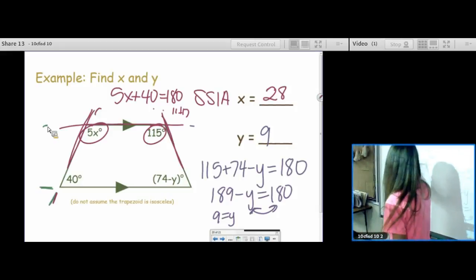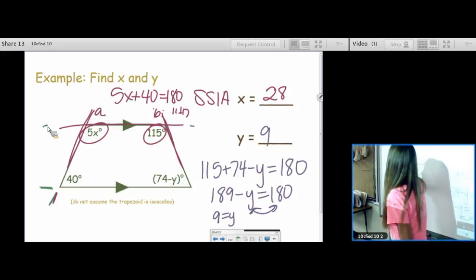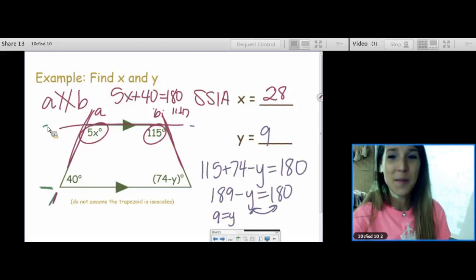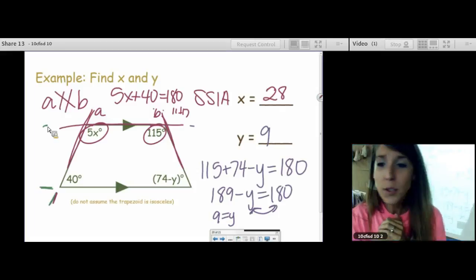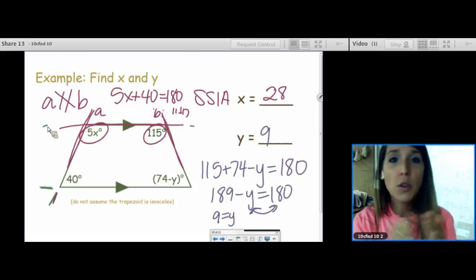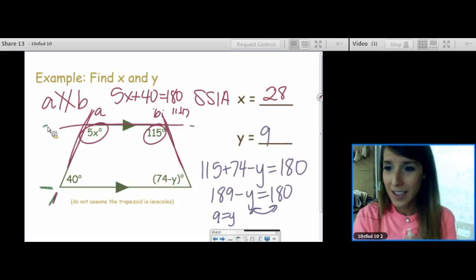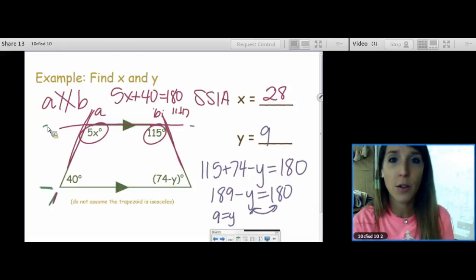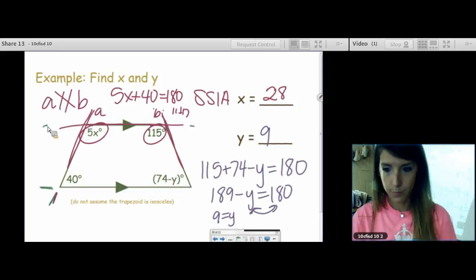These lines, let's call it A and B, that's what the symbol of not parallel means. You put parallel and then a slash there. Those are not parallel. So don't you dare use the theorems on lines that are not parallel. Are they still called same side interior angles? Yes. But are they supplementary? No.